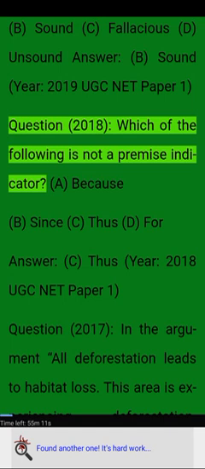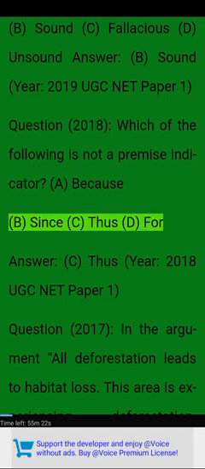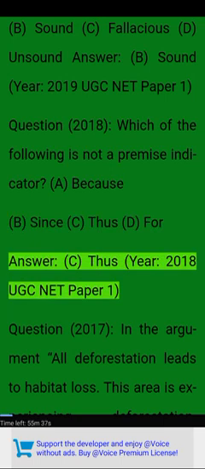Question 2018. Which of the following is not a premise indicator? A. Because. B. Since. C. Thus. D. For. Answer. C. Thus. Year, 2018 UGC NET Paper 1.